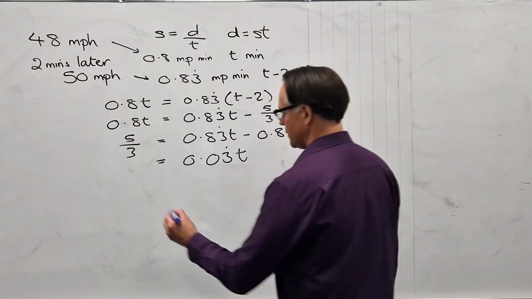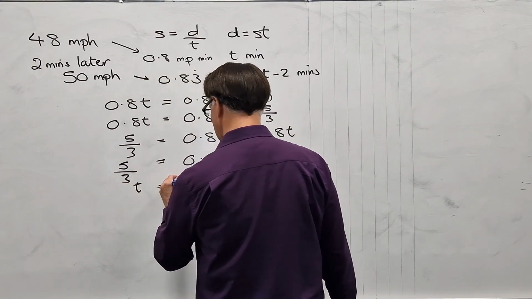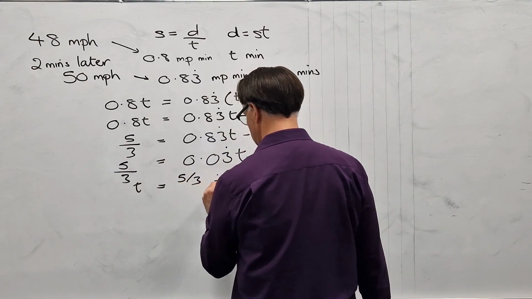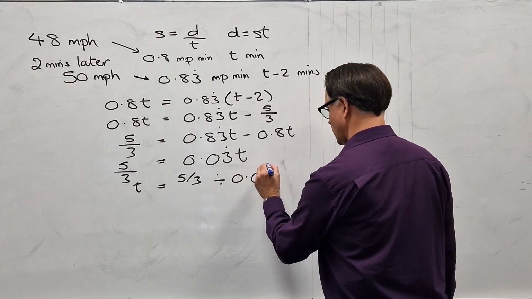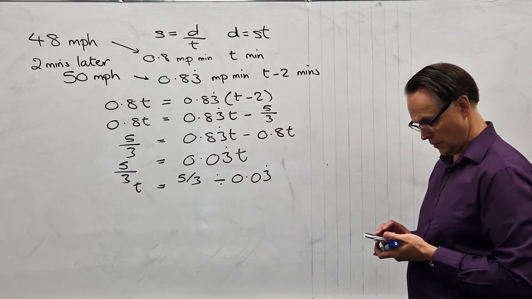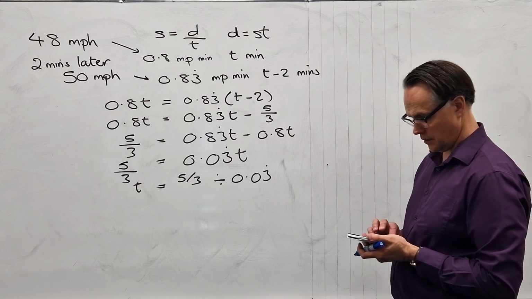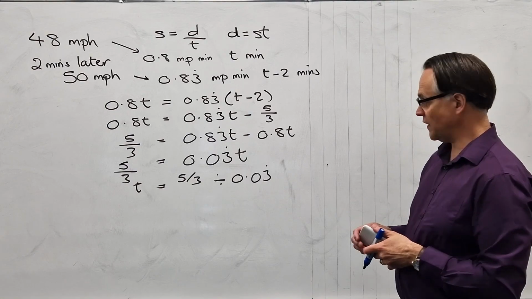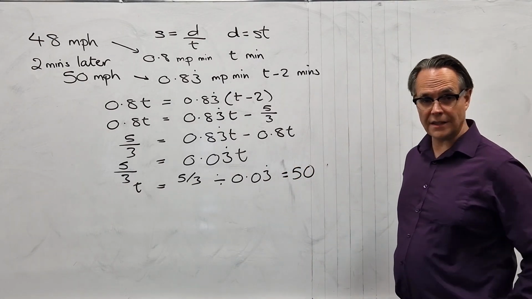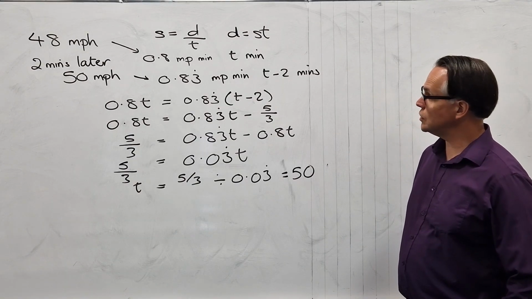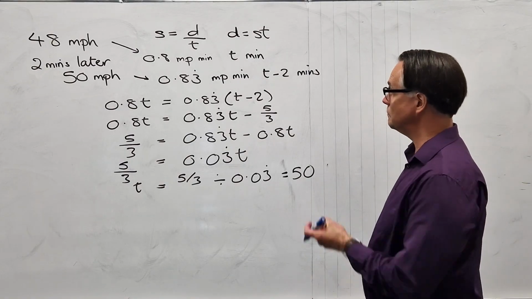Yeah. So that's 5/3, and so we've got t is 5/3 divided by 0.03 recurring. So let's have a look at what that is. 5/3 divided by 0.0, just going to put tons of threes in. That's 50. So the answer is 50 minutes. That's how long the journey takes for Fleur. That's the value of t.